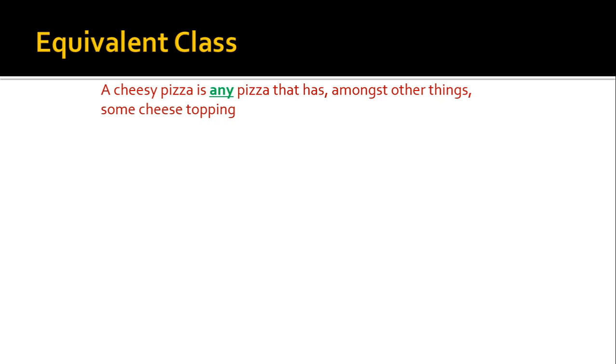To answer this, let us look at certain keywords. We're saying that cheesy pizza is, you pick up any pizza, right? But the other added property to that is it will be having some cheese topping, right? So it is a kind of completing the definition of a cheesy pizza. So in that sense, you want to use an equivalent class representation here. It is any pizza that has, among other things, some cheese topping. But again, whether you are going with an equivalent class definition or a subclass definition, there is not really a very hard and fast rule.